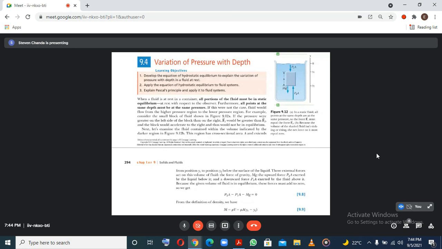Now, where the money really is: I was talking about pressure changes with depth, and this change is an increase in pressure, right? When a fluid is at rest, let's say water in a container, all portions of the fluid are in static equilibrium, because they are not moving and nothing else is happening, right? And so if you were to draw something on there, let's do this.